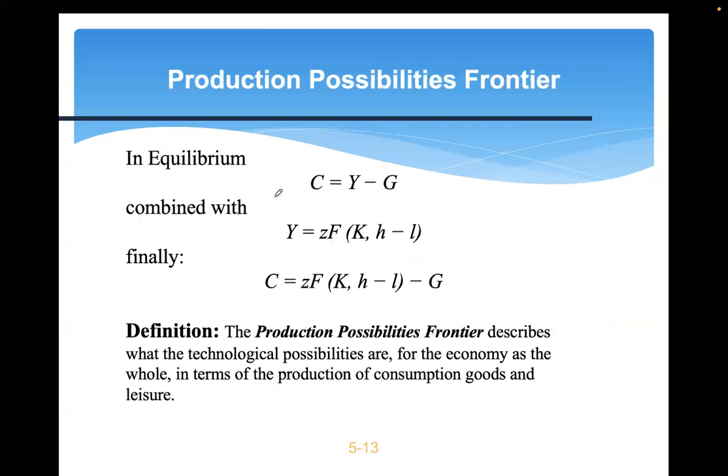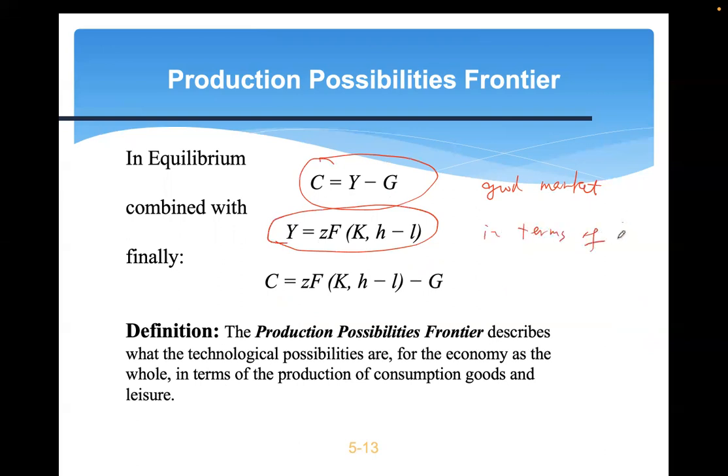Now let's look at what happens in equilibrium. Essentially here, we are going to plug in what we call the goods market clearing. And then this is the production function, in terms of leisure. And finally, we reach this equation.